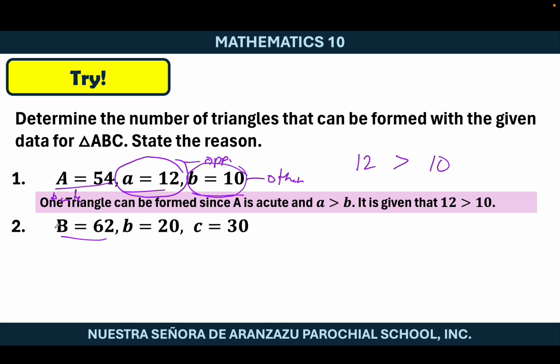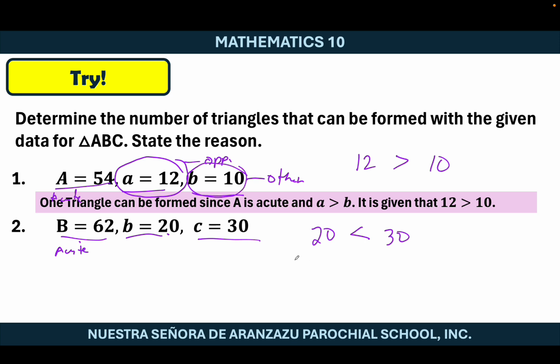Next, number 2, the angle B is equal to 62. Side B is 20, side C is 30. Now, as you can see, the angle B is acute. Right? Now, let us compare the opposite side and the other side. Since the opposite side is B, which is 20, and your other side is 30, comparing 20 and 30, obviously, 20 is less than 30.